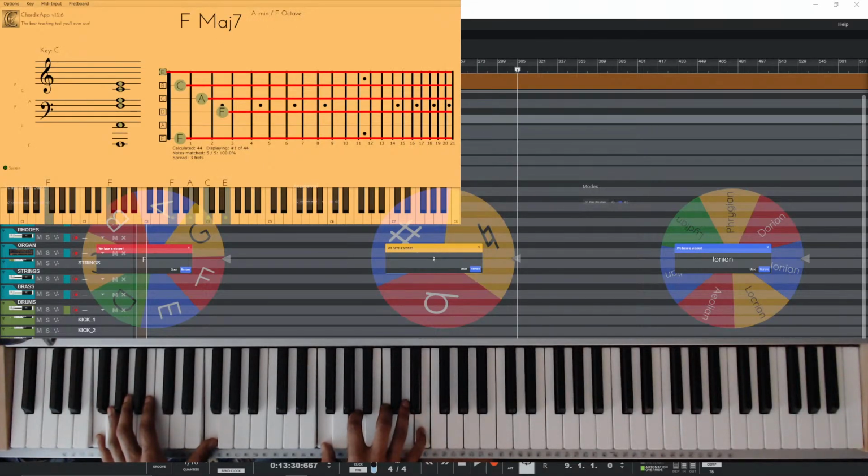So F major 7, vanilla position. Let's invert one time. Let's invert one more time, and then we drop the 2, which is our bass.